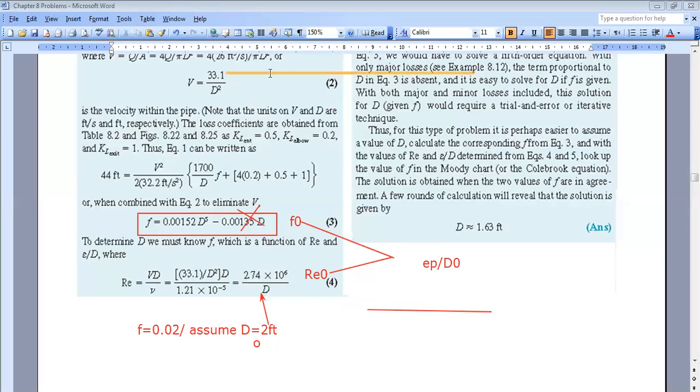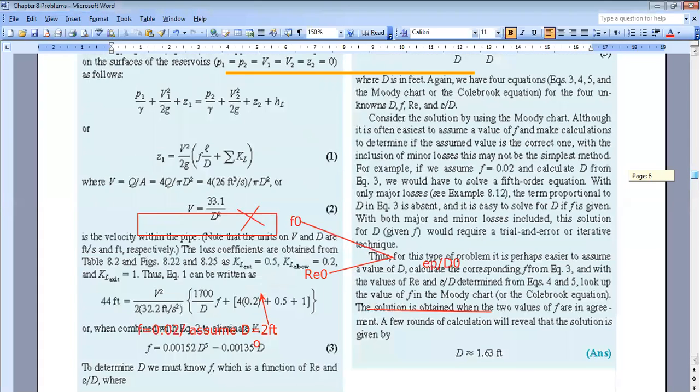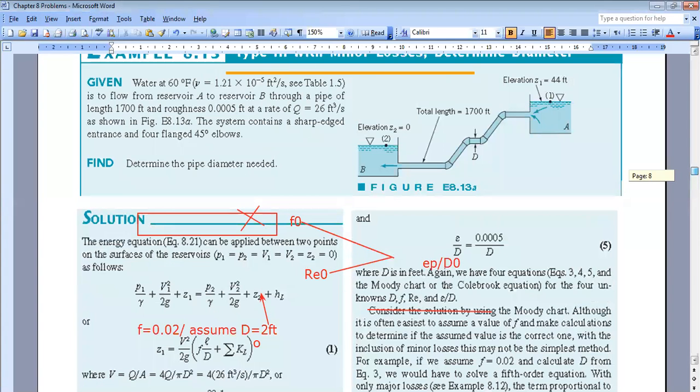And here, to know epsilon, I should look at the material of my pipe. So for example, let us go to the given. They gave directly the roughness. The roughness epsilon is 0.0005 feet. Okay, so you have it directly.